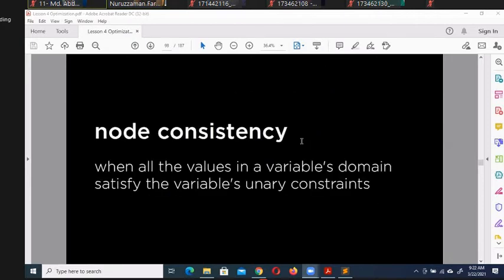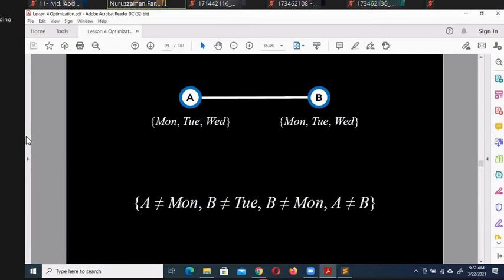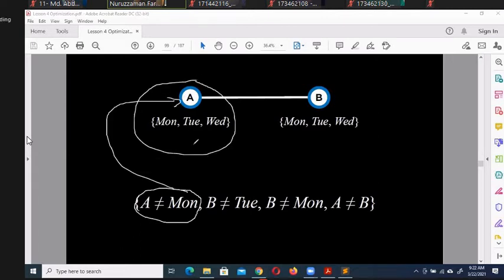Let us go back to this, node consistency. When all the values in a variable's domain satisfy the variable's unary constraints, only then the node is consistent. Now, we can see here that the first unary constraint is not satisfied here. So is this a consistent node? No, sir. No, it's not a consistent node.